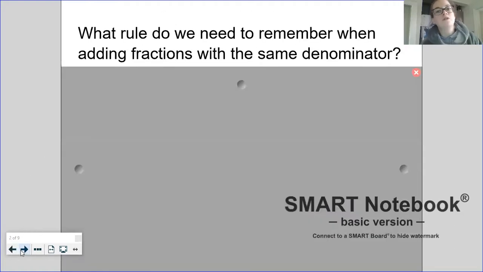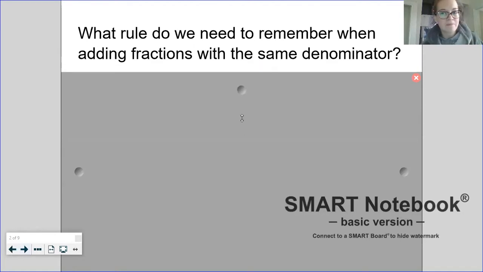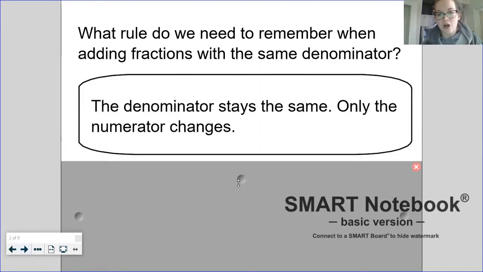Right, what rule do we need to remember when adding fractions with the same denominator? Come on, we just looked at it in the starter. What do you think the answer is? Tell me. Correct. The denominator stays the same, only the numerator is changing. So when we add fractions with the same denominator, the denominator stays the same because thirds still become thirds. Okay, they don't miraculously become 6s or become 0s. Yeah, we need to make sure the denominator stays the same.